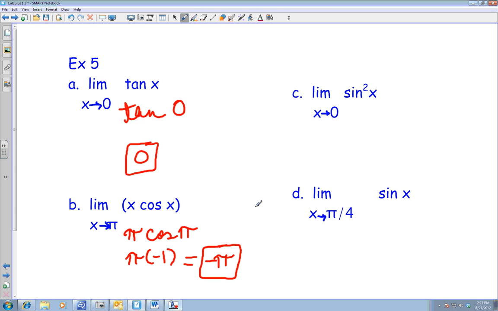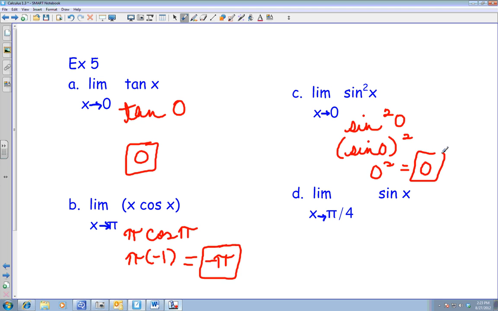Okay, let's go back up to part C. Sine squared of 0. That actually means this: sine of 0 and then square your answer. The sine of 0 is 0, and when I square it, I get 0.